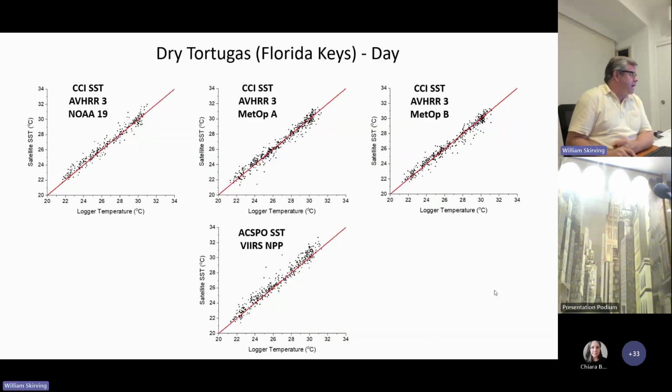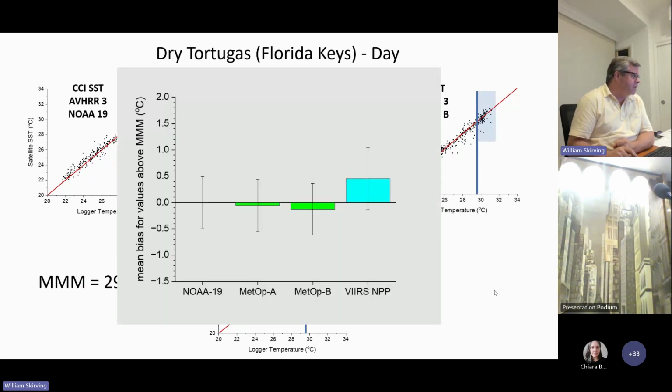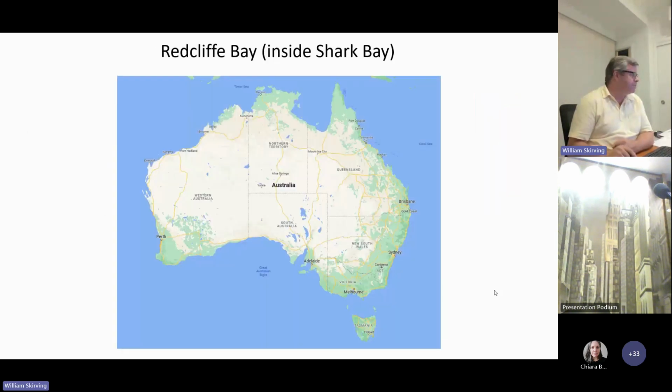And for the daytime data, once again, CCI does well, and it doesn't look like there's substantial bias. However, AXPO initially looks pretty good when you first glance at it. Then you look a little bit closer and you realize that once again, in the higher SSTs, it's mostly above the line. So when you look at the bias analysis, you can see that AXPO once again is warmer during the day than it should be, and CCI has done really well.